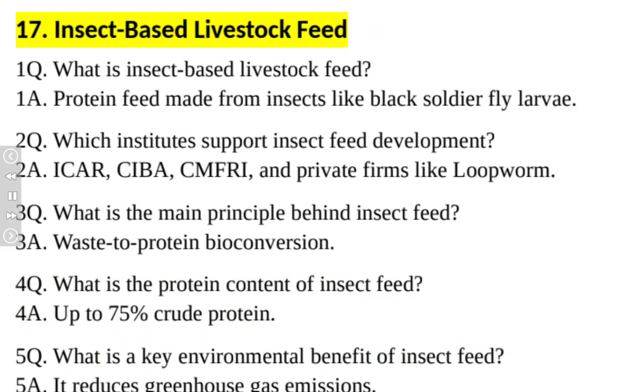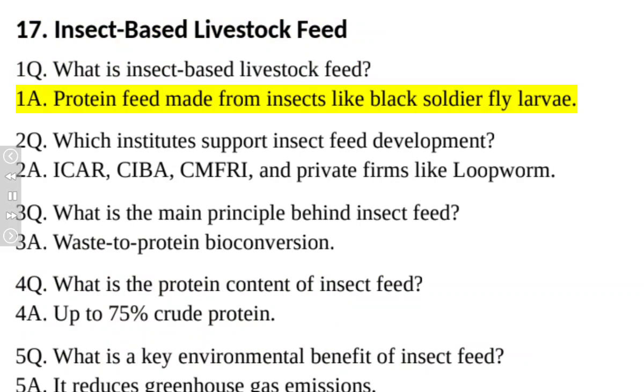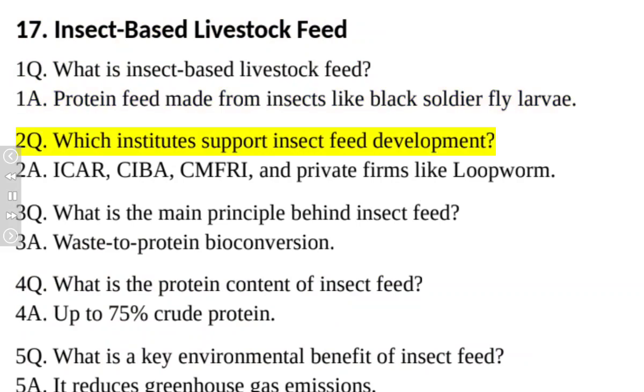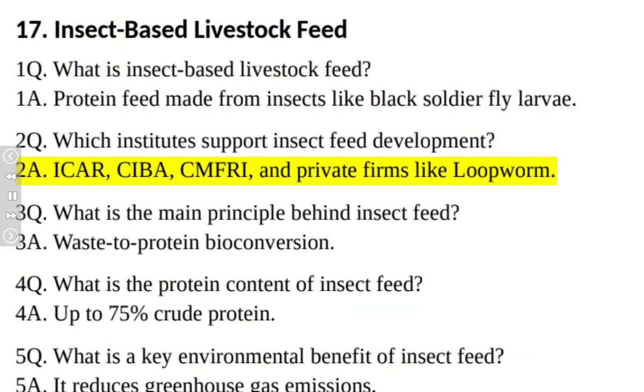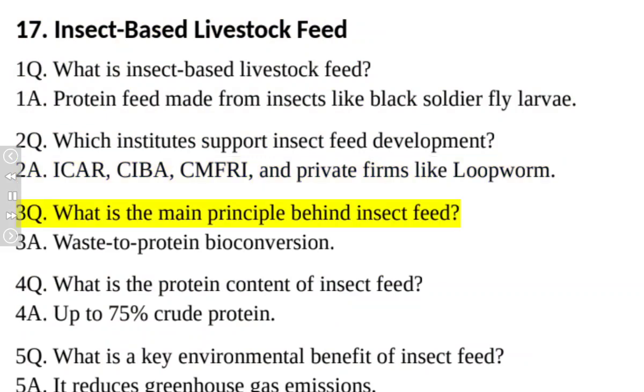17. Insect-based livestock feed. 1Q. What is insect-based livestock feed? 1A. Protein feed made from insects like black soldier fly larvae. 2Q. Which institutes support insect feed development? 2A. ICAR, CIBA, CMFRI, and private firms like Loopworm. 3Q. What is the main principle behind insect feed? 3A. Waste-to-protein bioconversion.